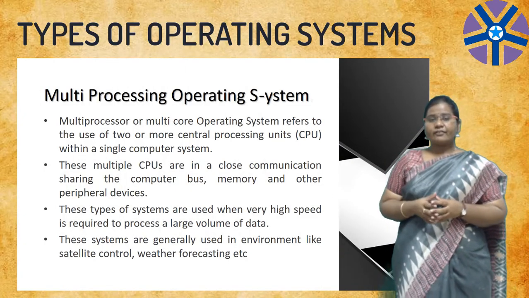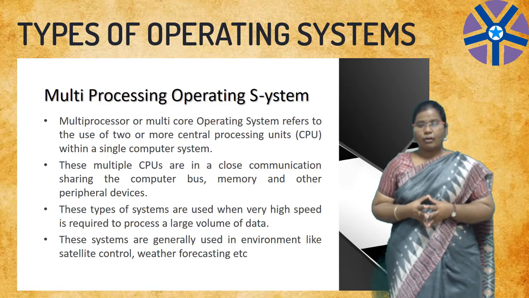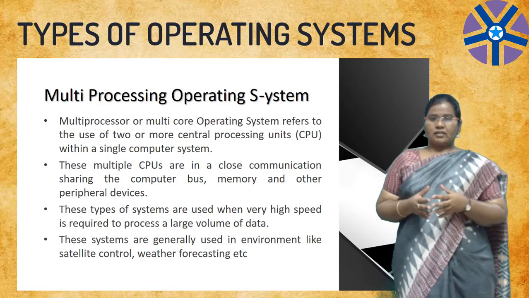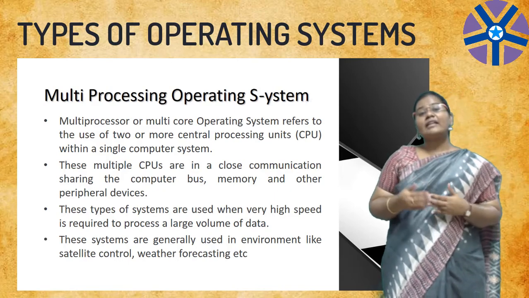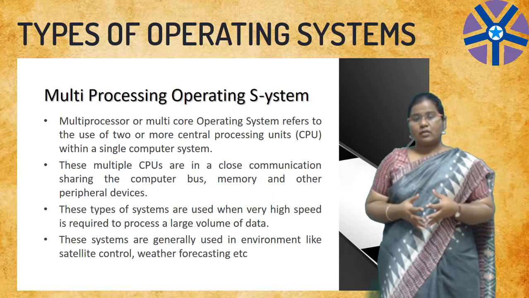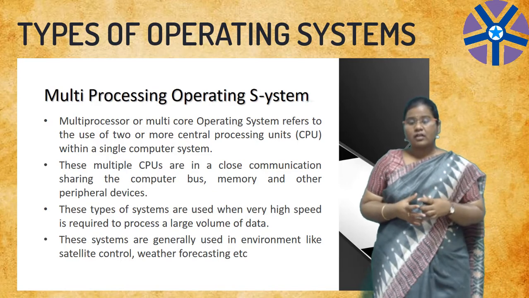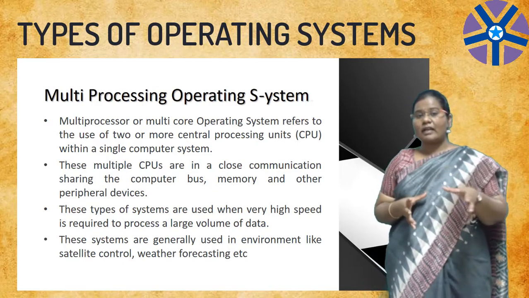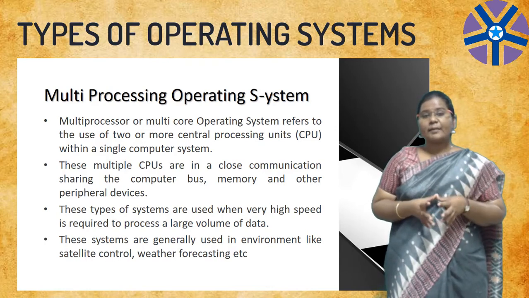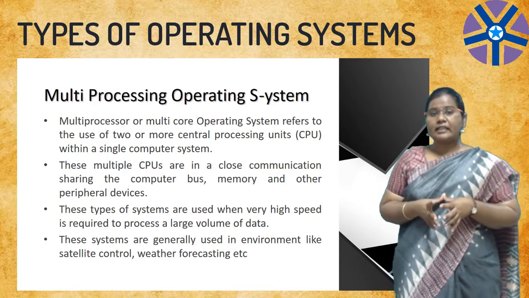Now we have the multi-processing operating system. So what is multi-processing? When your system consists of multiple CPUs, that is, processors, and your operating system supports multiple processors, then that type of operating system is called multi-processing.